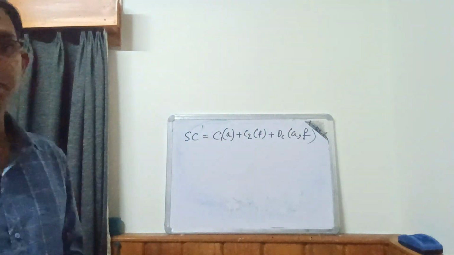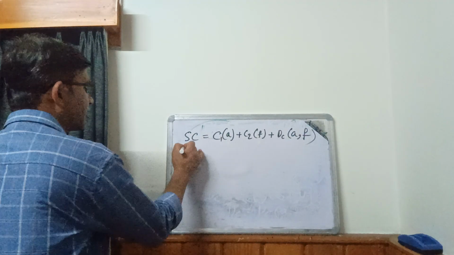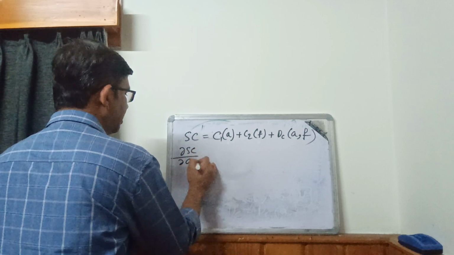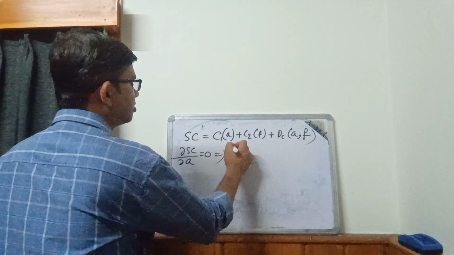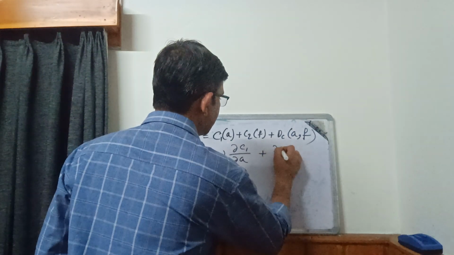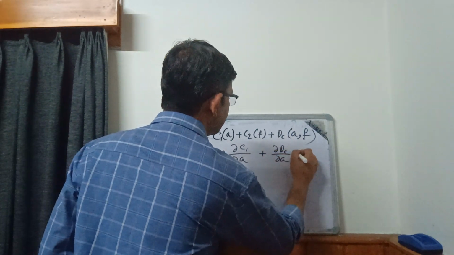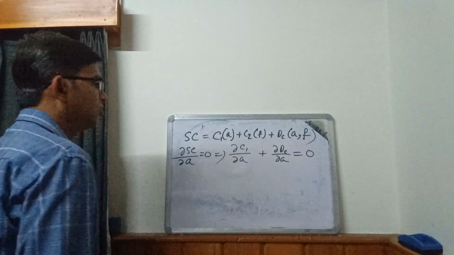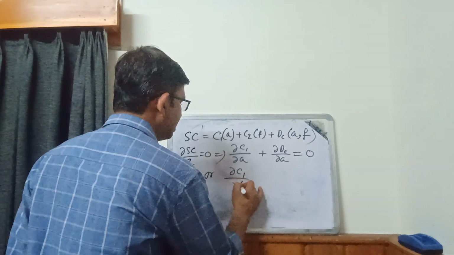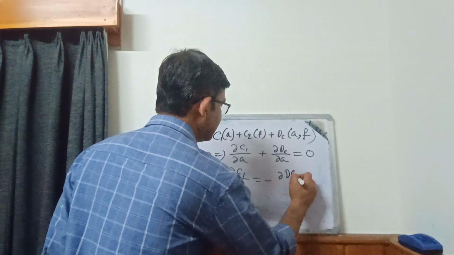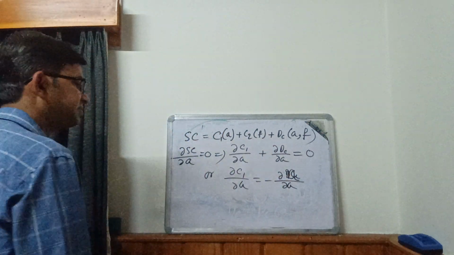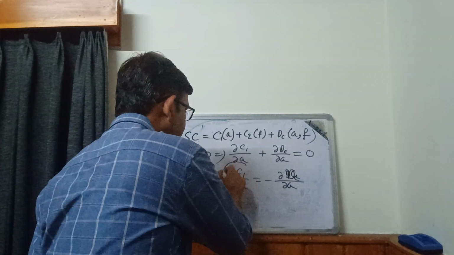And definitely it will be a partial differentiation. So what can we write here? The first order condition says del SC by del A equals 0. So what can we write? Del C1 by del A plus del DC by del A equals 0. In other words, we can say del C1 by del A equals minus del DC by del A.